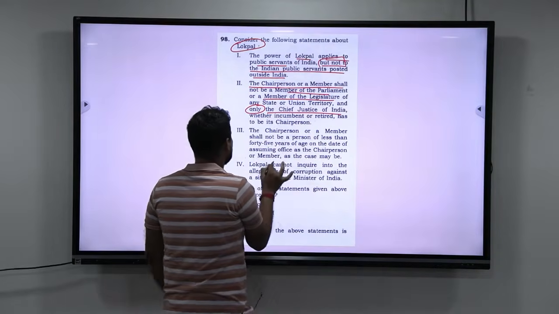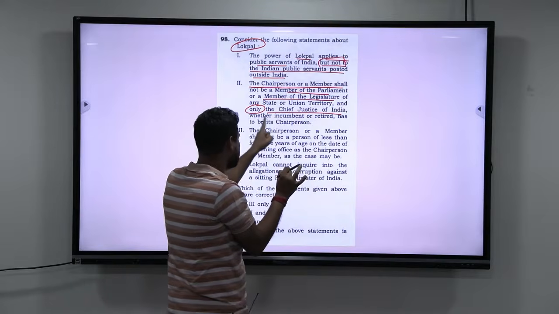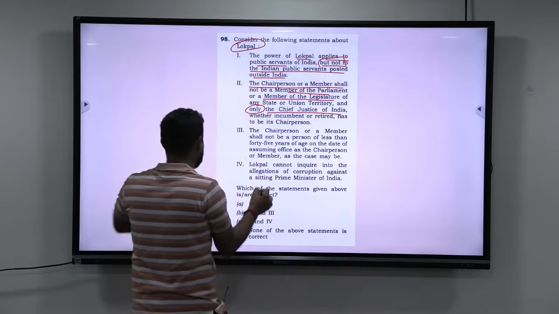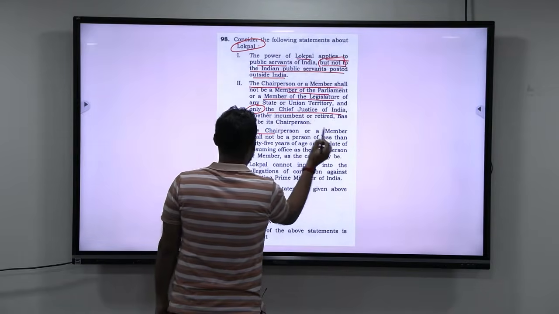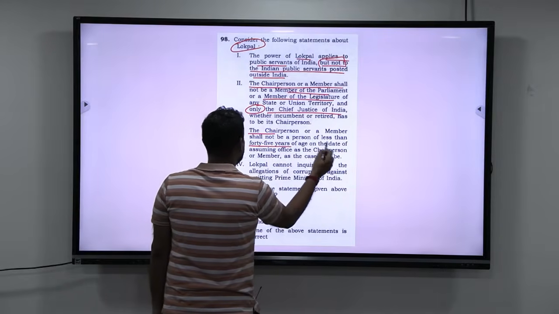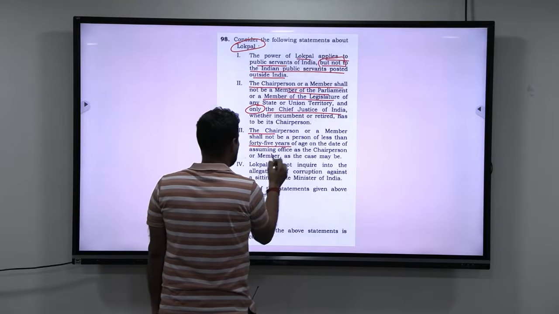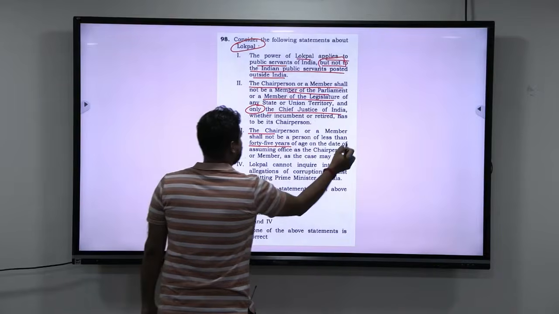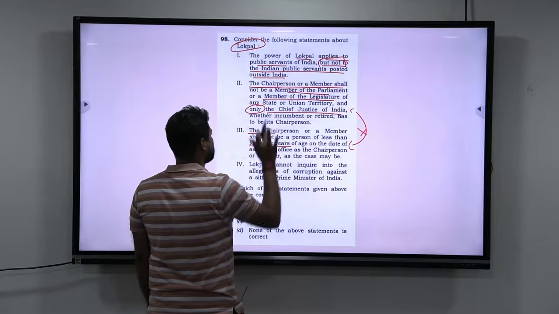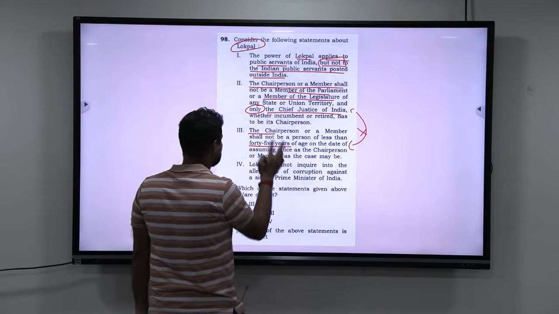Again, when you read this, don't you think that there is some problem? Only the Chief Justice of India, whether incumbent or retired, has to be the chairperson. Let us come to the next one. The chairperson or a member shall not be a person of less than 45 years of age on the date of assuming office as the chairperson or member, as the case may be. Now, if you look at this and this, these are mutually contradictory. If one is true, another cannot be true. Okay. So that is where you know that there is some friction here.